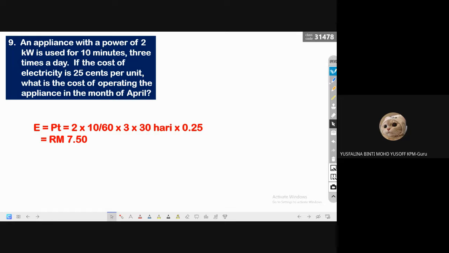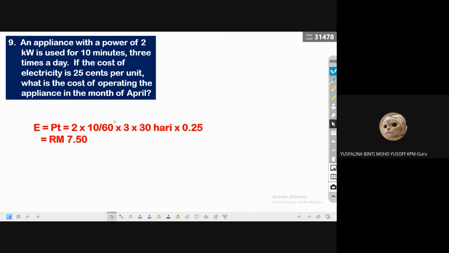So 10 minutes have to be divided by 60. If you divide 10 over 60, you will get 0.666, if I'm not mistaken, right? No, that one is 2 divided by 3. So I think 0.1666666 like that, right?